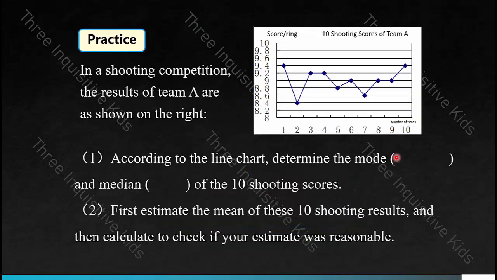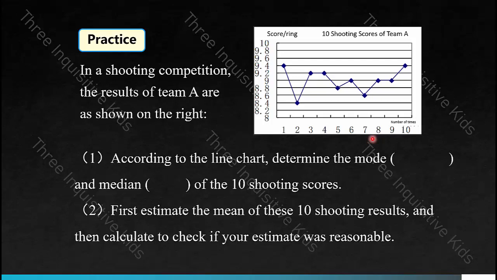Practice. In a shooting competition, the results of Team A are shown on the right. So we have another line chart here. So this is the score. So this is where that arrow landed on the target, so that ring. And this is not the number of times. This would represent the first time, the second time, the third time, so on. So the 10 shooting scores of Team A.